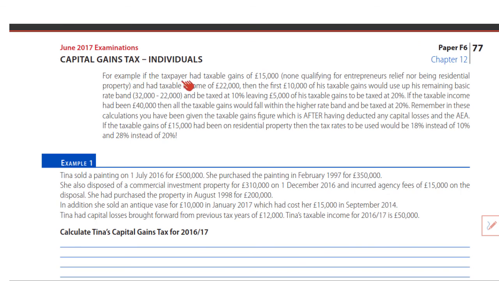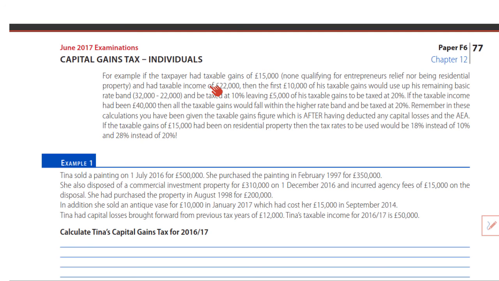We're told, for example, if the taxpayer had taxable gains of £15,000. Now remember, taxable gains. Be very careful. I make the point after example 1, but we'll talk about it as we go through the various examples. Be very careful about what figure of gains you get. We're referring here to taxable gains. If a question tells you the net gains, how do you get from net gains down to a taxable gain? You would have to deduct the AEA of £11,100 from such figure of net gains to get taxable gains.